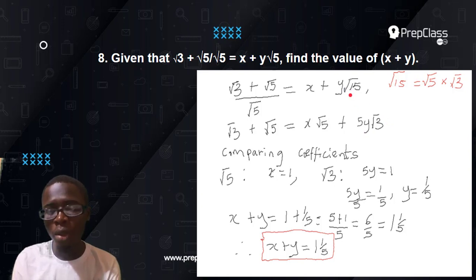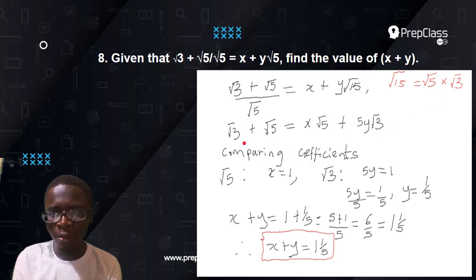And the reason is because root 15 can be split into root 5 and root 3. So in that case, root 5 times the root 5 that is supposed to multiply it will give us 5, because that would have been root 25. And the square root of 25 is 5. Then we'll now have our y, and this root 3 will be the standard. Now what we need to do is to compare coefficients.